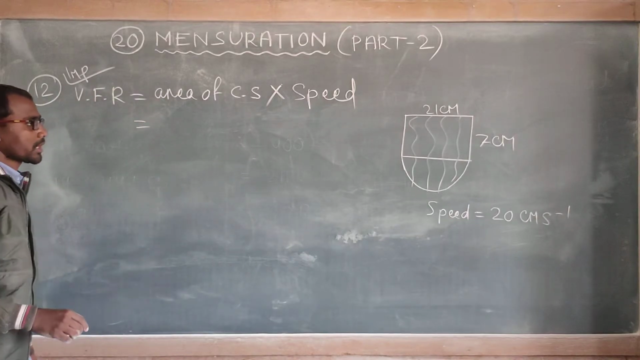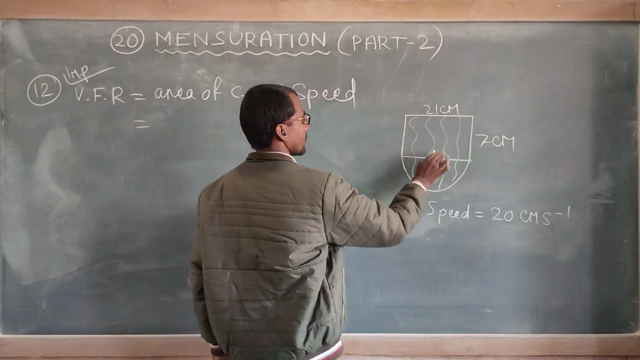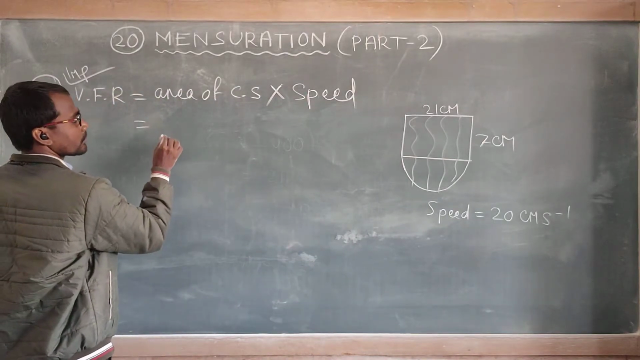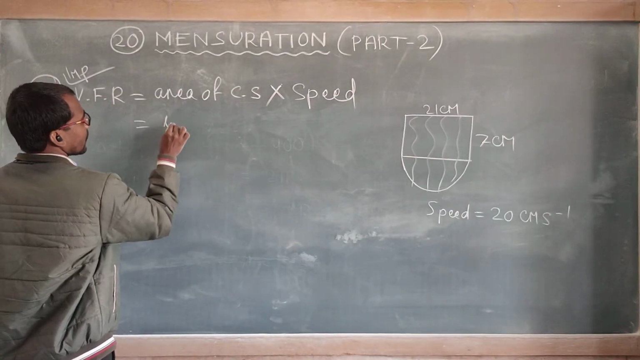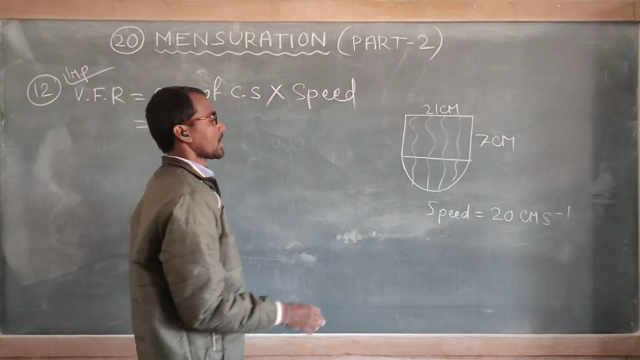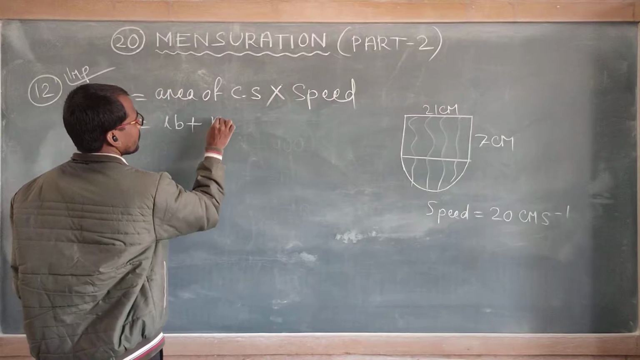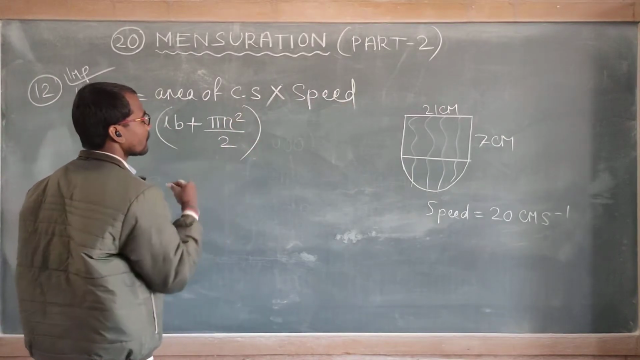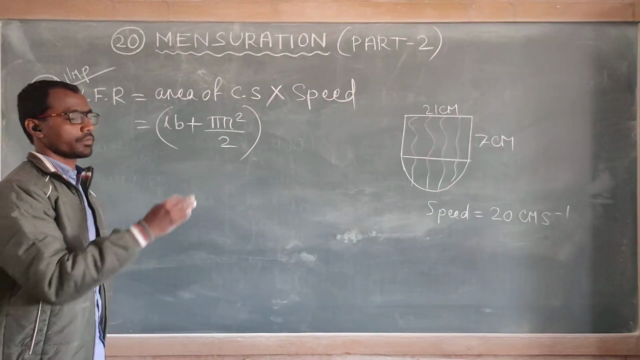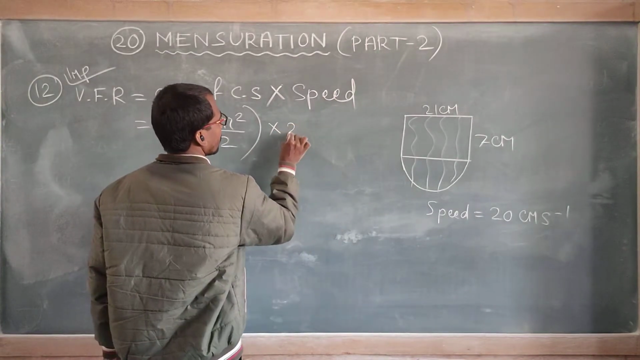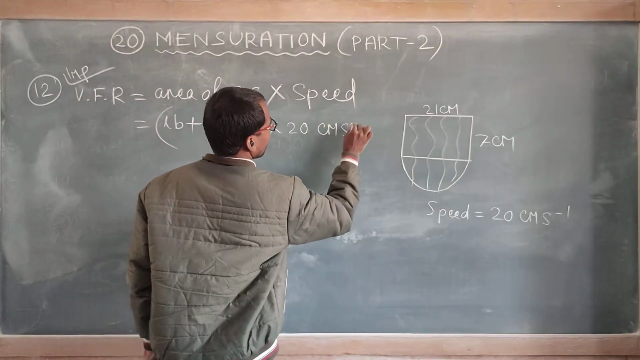So this is equal to area of cross section, means area of rectangle plus area of this semicircle. Area of rectangle means L into B. Area of semicircle is pi r square by 2. So this is the total area of cross section of the channel. Then speed is given, 20 cm per second.